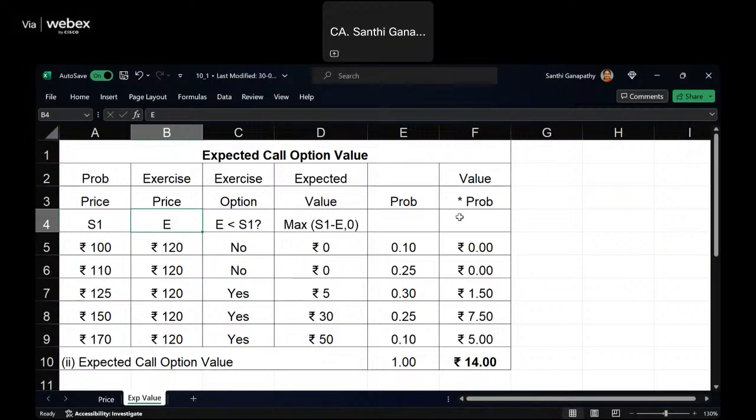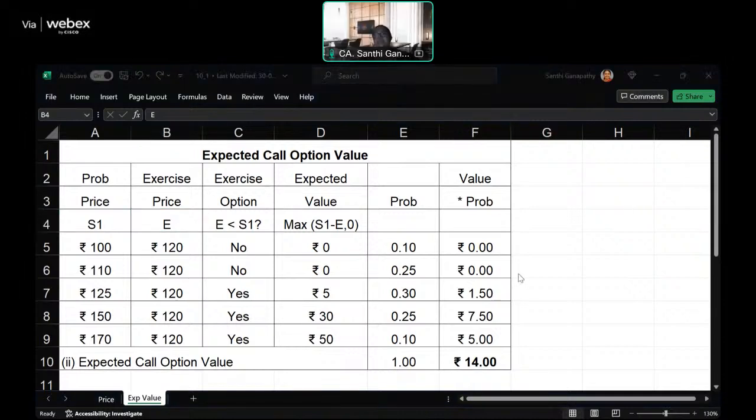So now, coming to the reason, the value of a call option at its expiration is found at the time of expiration. So we compare the exercise price and the prevailing stock price at the time of maturity. It is the actual value of the call option on expiration date.